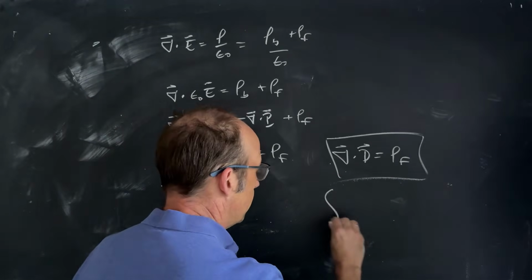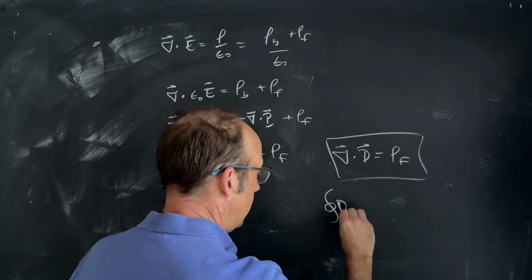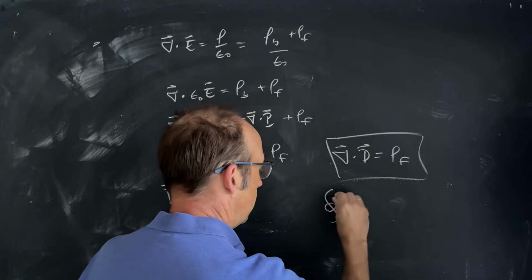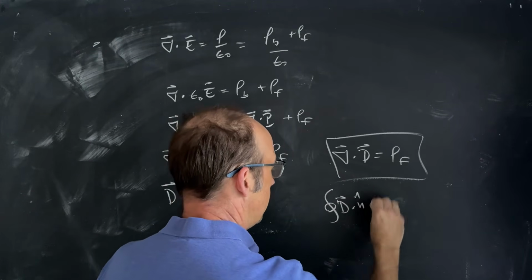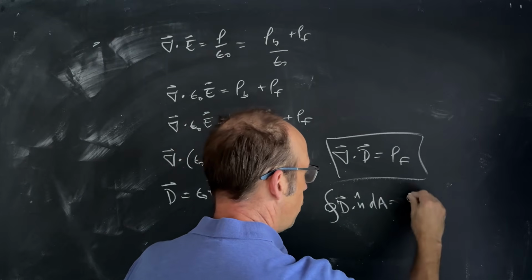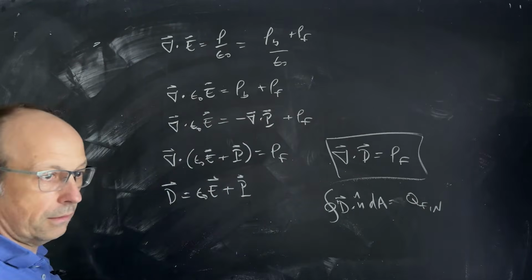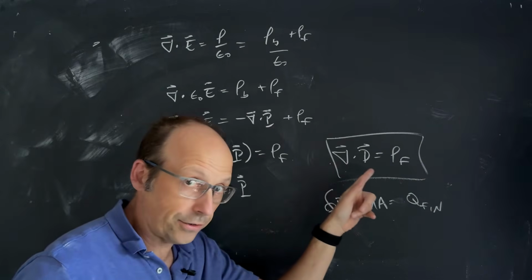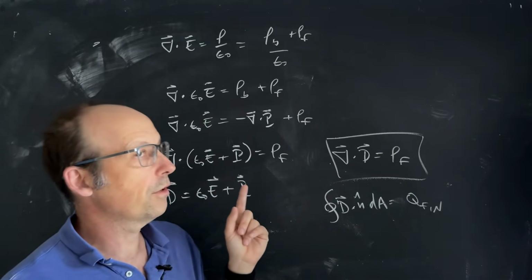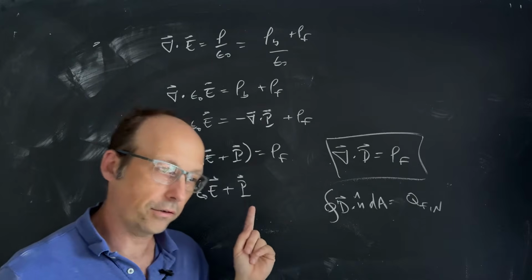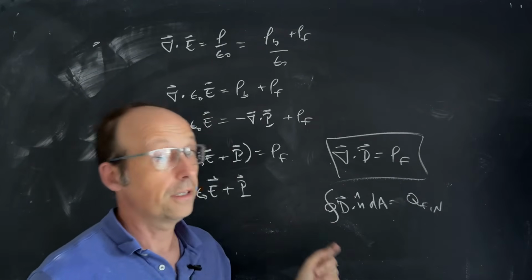So this is just the free charges, and there's no epsilon naught because of the way I divided it out. You could also write this, D dot n hat dA equals Q free in. I call it Q fin. That's the same thing. This is Gauss's law. It just looks different because we wrote it in terms of the displacement field instead of the electric field.